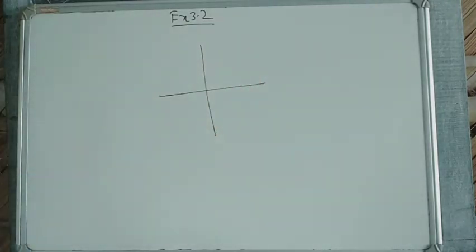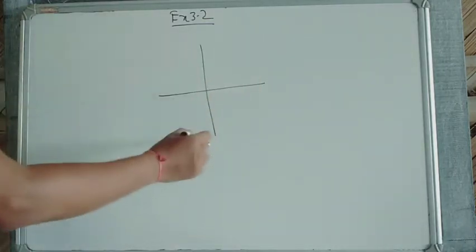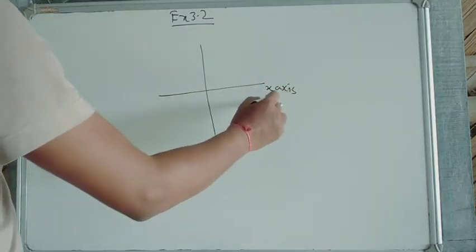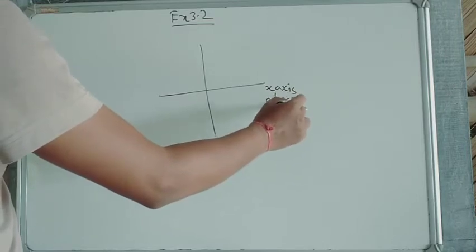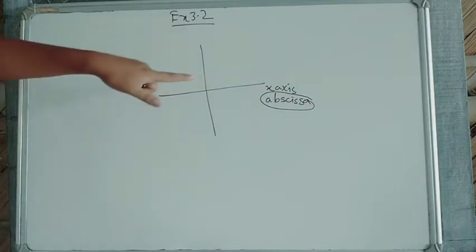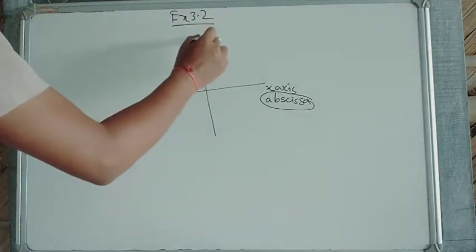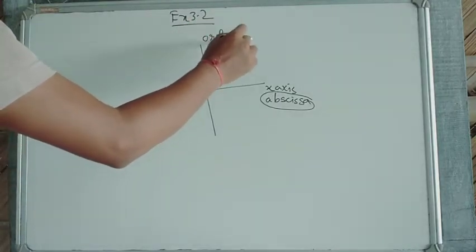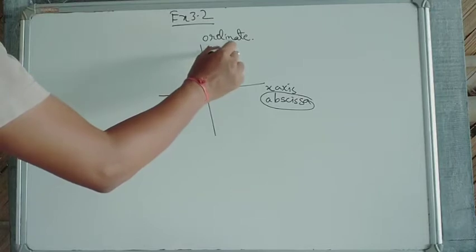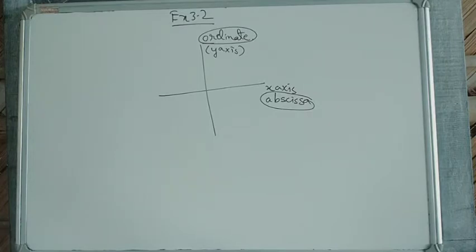If this is your Cartesian plane, what is the name of the horizontal? This horizontal, and this is called the vertical line. Now the horizontal line we used to call the x-axis, or we used to say abscissa. The name of this horizontal line is abscissa, and the vertical line is called ordinate. We used to generally call it the y-axis, but its name is ordinate.